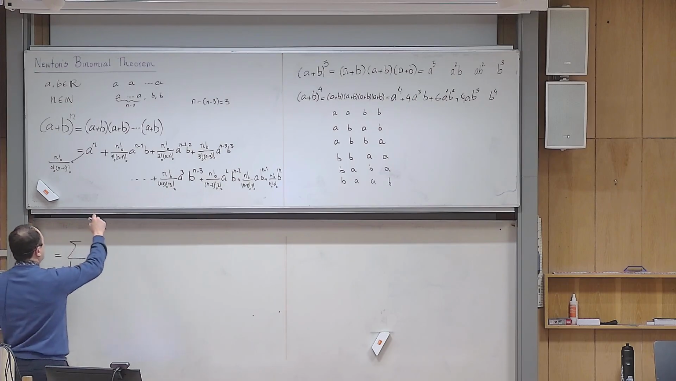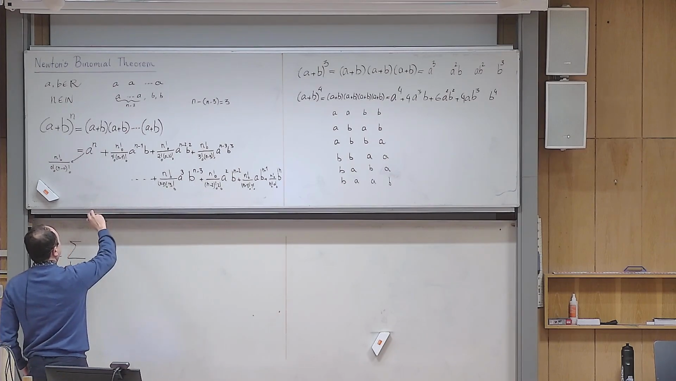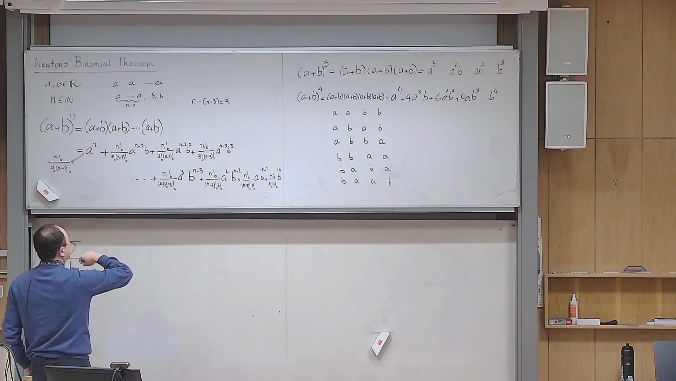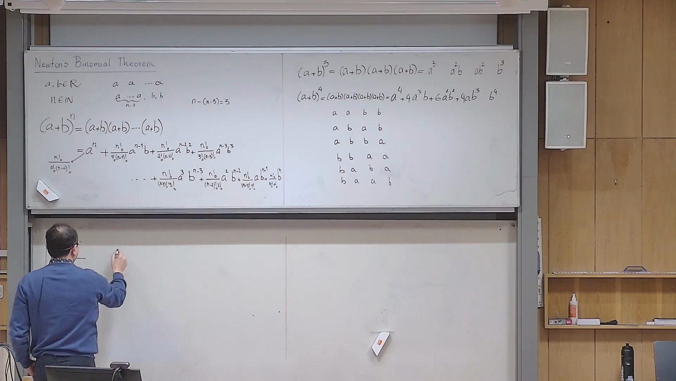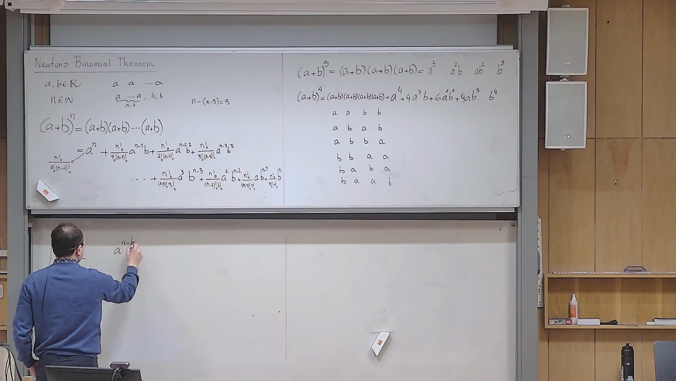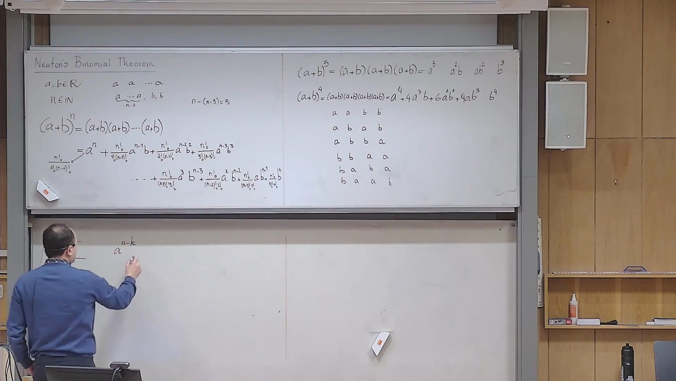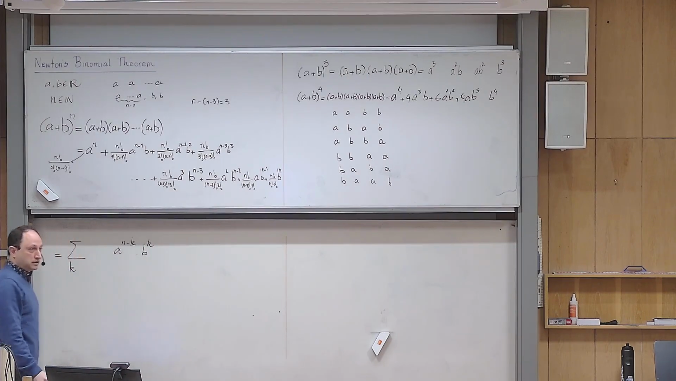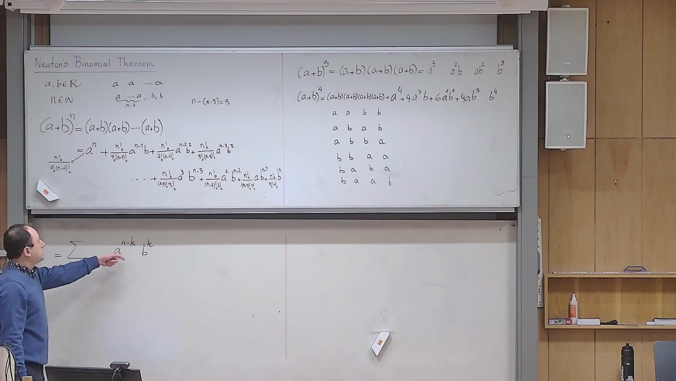And then the terms are a to the power of n, a to the power of n minus 1, a to the power of n minus 2, etc., etc. So I hope that you agree that I can write it as a to the power of n minus k, but multiplied by b to the power of k. Yes, do you see that all of them have this pattern?